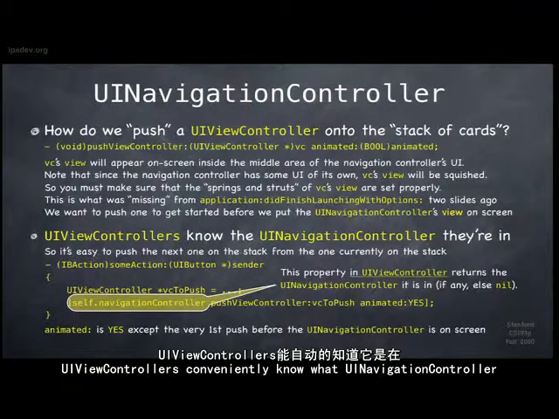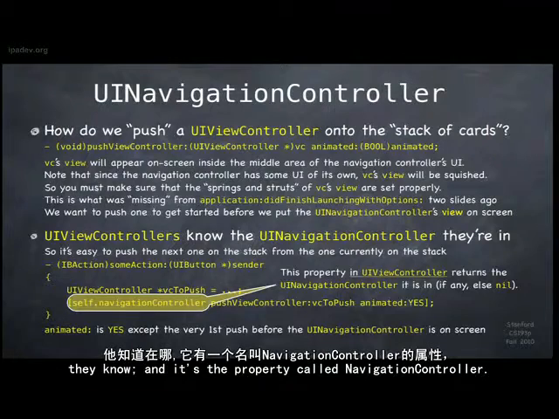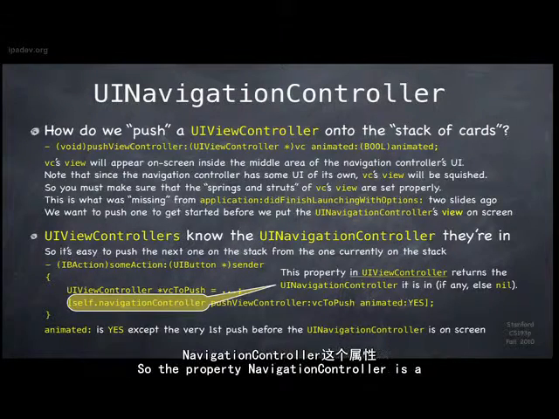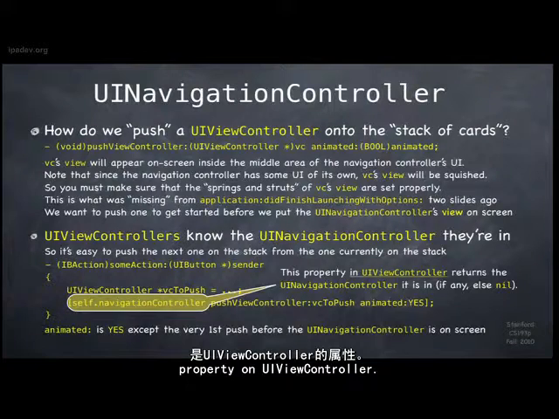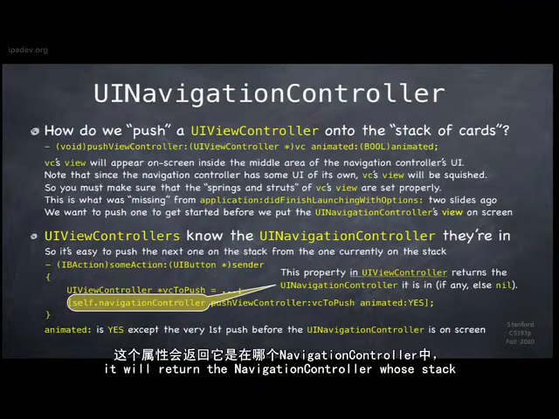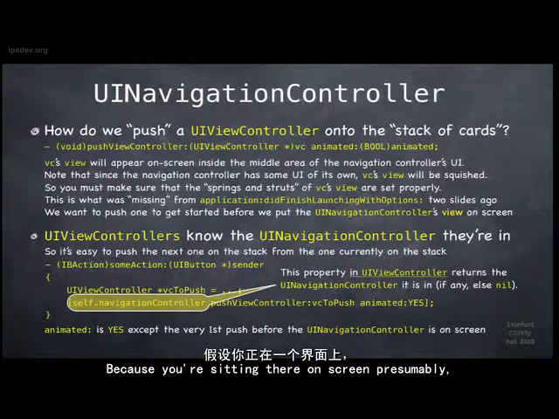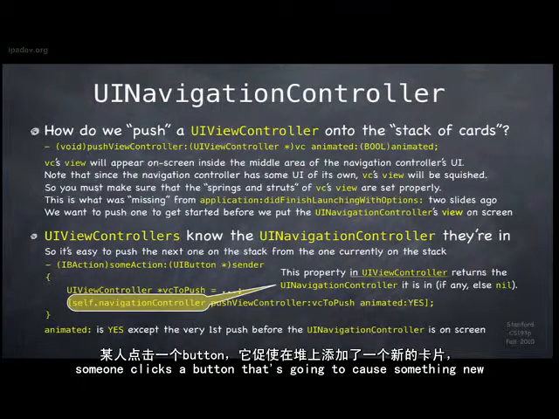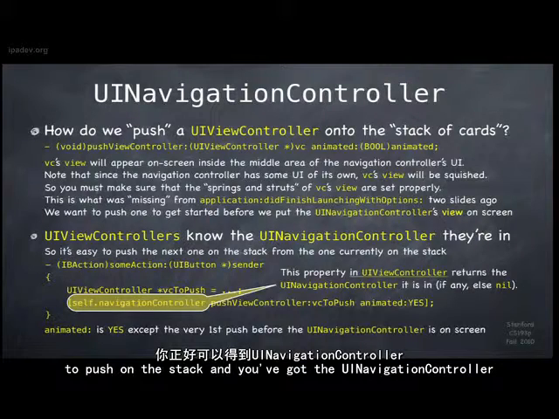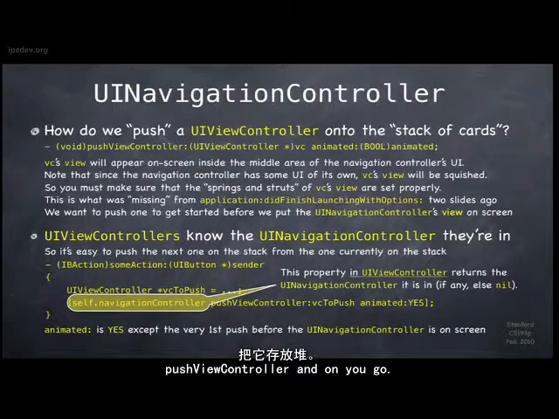UIViewControllers conveniently know what UINavigationController they are in automatically. If they're being displayed in a UINavigationController, they know, and it's the property called navigationController. So the property navigationController is a property on UIViewController, and if this UIViewController is currently in a stack, it will return the navigation controller whose stack it is in. All right? That makes it really easy to push something else on top of you. Because you're sitting there on screen, presumably, someone clicks a button that's going to cause something new to push on the stack, and you've got the UINavigationController right there in a property. You just send it pushViewController, and on you go.